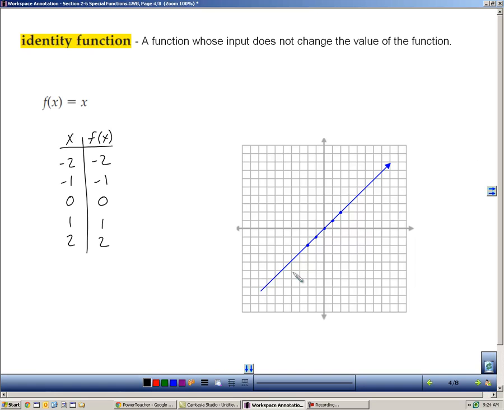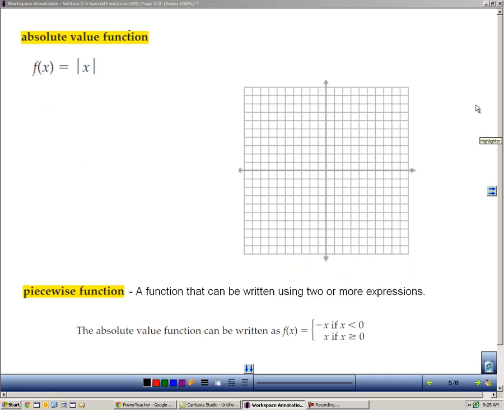If you remember back to algebra, this was also called a direct variation. Whenever you plug in, you get out the same value. That's an identity function. Another special function is the absolute value function. It's a function that contains some sort of an absolute value, and it creates an interesting graph that we will look at by plugging in some values.